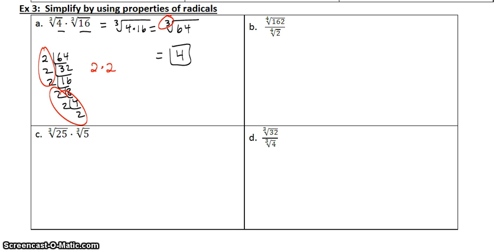Let's look at part B. So again, use our property of radicals. This time I'm going to use a property that a fraction like that can be put together, and this helps me because 162 divided by 2 is 81, and the fourth root of 81 is another one we know. If you test it in your calculator, the answer is 3. Go ahead and pause the video and try C and D.